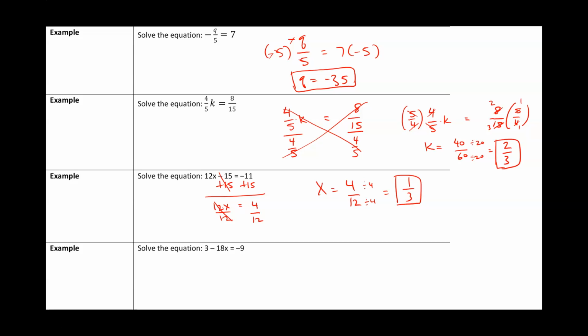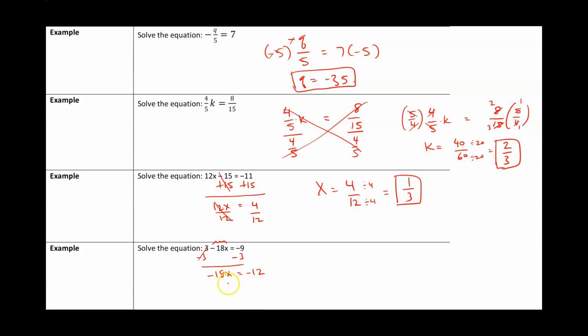Okay, my next equation is 3 minus 18x equals negative 9. My first step is to get that negative 18x by itself. So I have to move the 3 to the right. How do I do that? Well, the opposite of 3 is a negative 3. So we're going to have negative 18x equals negative 12.